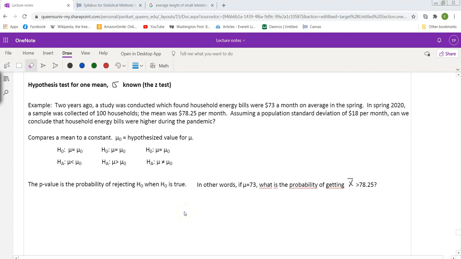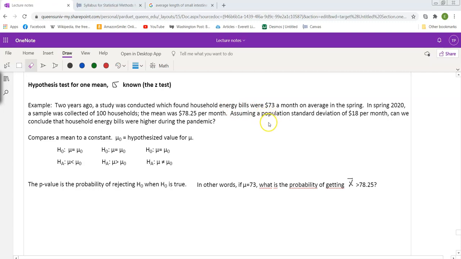And welcome back. In this lesson, we're going to be looking at the z-test for one mean, also called just the z-test. In this hypothesis test, we are comparing the population mean to a constant value. And throughout this lesson, I'm going to be using this example to help motivate the formulas and where they come from and why they work the way they do.